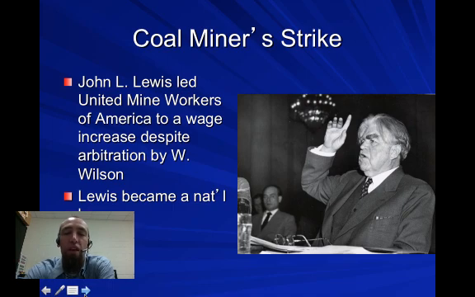There was also a strike among the coal miners. This guy that you see right there, John Lewis, led them to actually get a wage increase despite the fact that Woodrow Wilson tried to step in and arbitrate on the strike, and this led Lewis to become a national hero, and particularly for the working men.